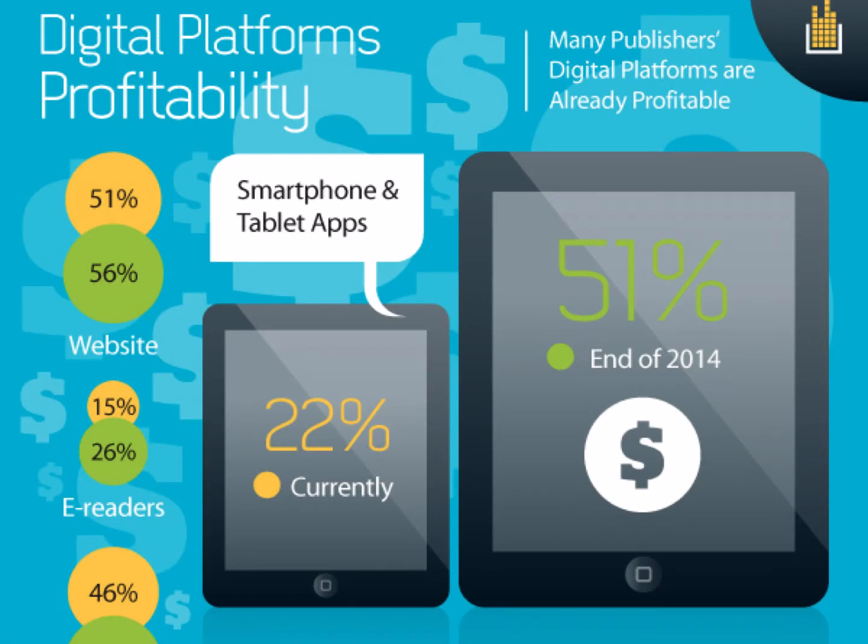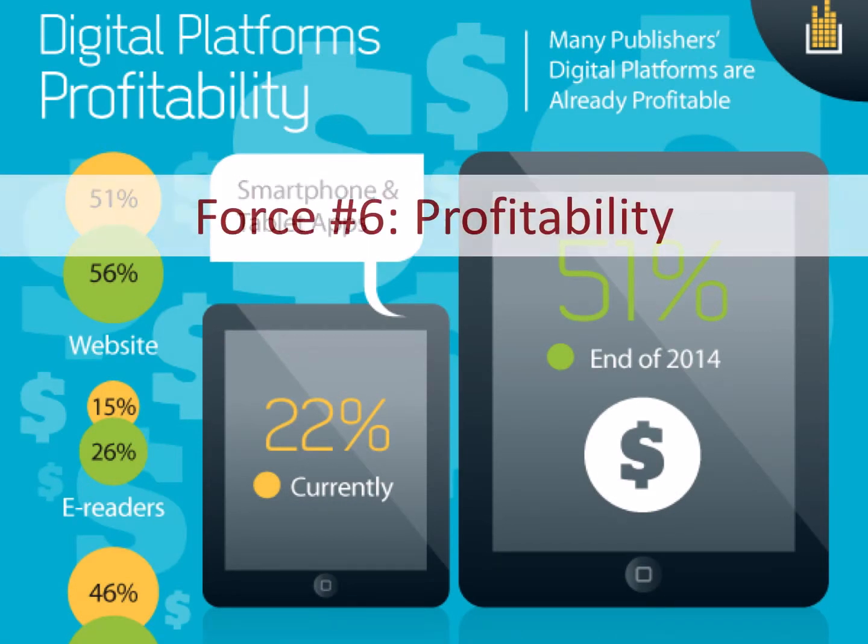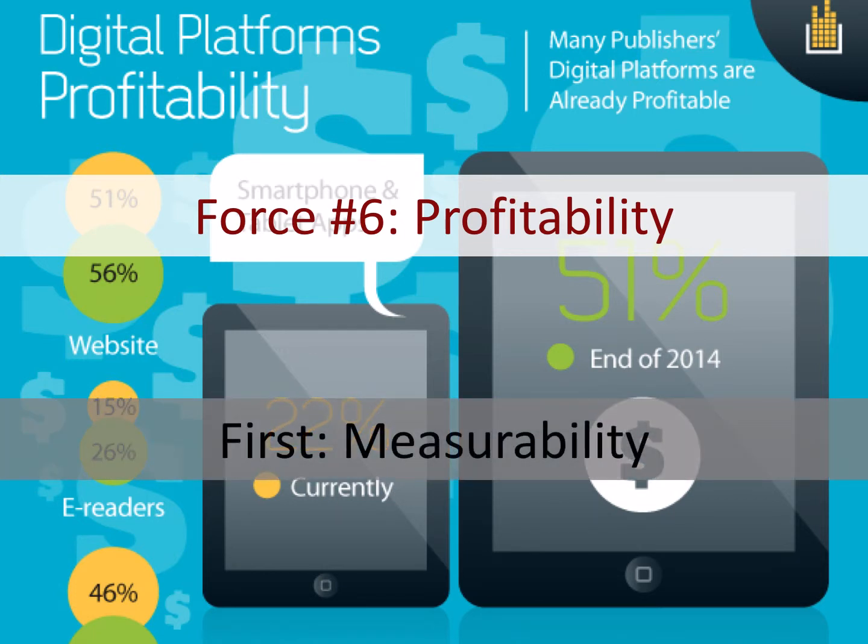The sixth force is an obvious one: profitability. A lot of our innovation is commercial innovation. When we look at how profitability was achieved in the past, in the first phase it was the fact that you could measure. You could measure how many people came to your website, but you could not measure how many people looked at your billboard.